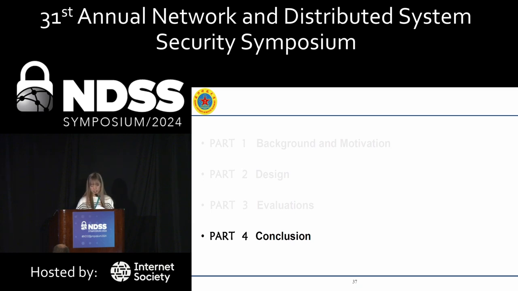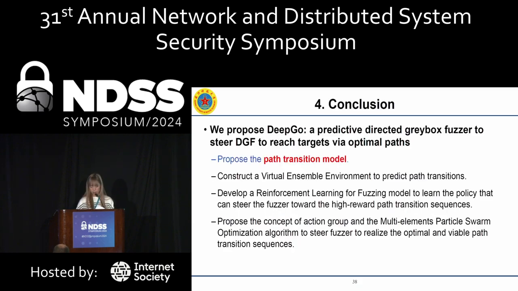The fourth part is the conclusion. We propose DeepGo to steer DGF to reach targets through optimal paths. We first propose the path transition model to model DGF as the process of reaching the target sites through specific path transition sequences.